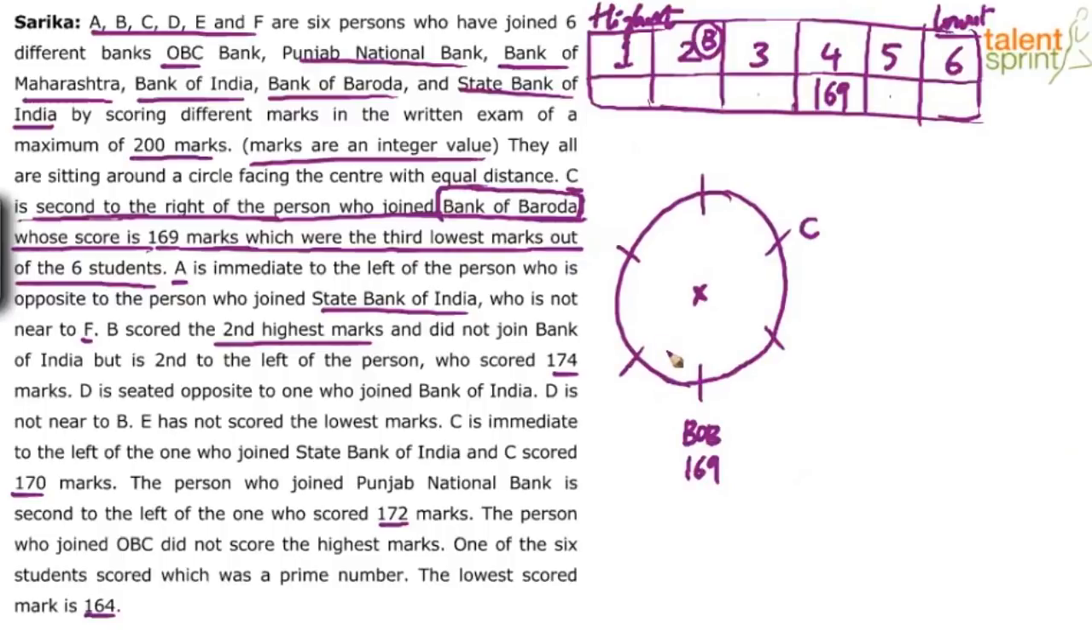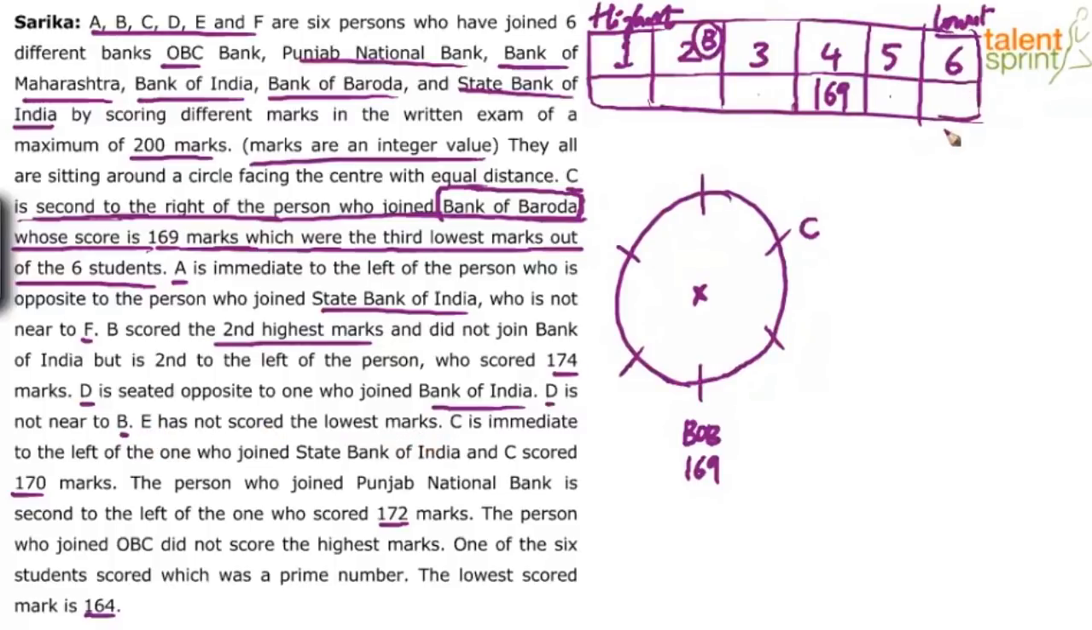We are looking for something which connects with any one of these three. D is seated opposite to the one who joined Bank of India. Again, not useful. D and Bank of India have not been used so far, right? D is not near to B. Again, this also will not be useful. E has not scored lowest marks.